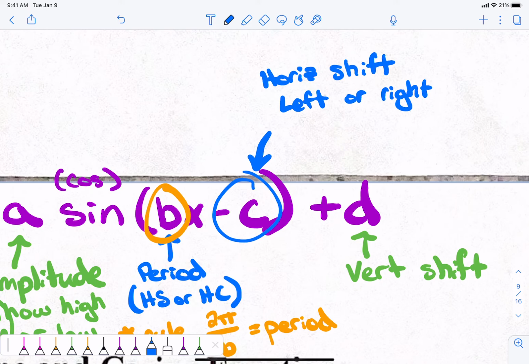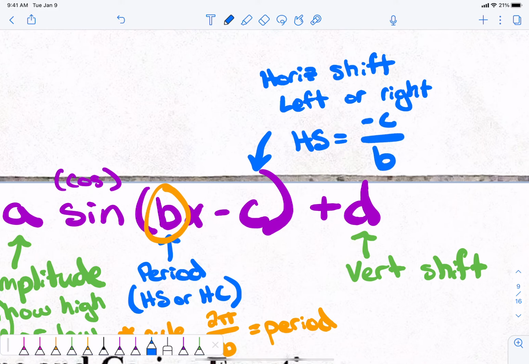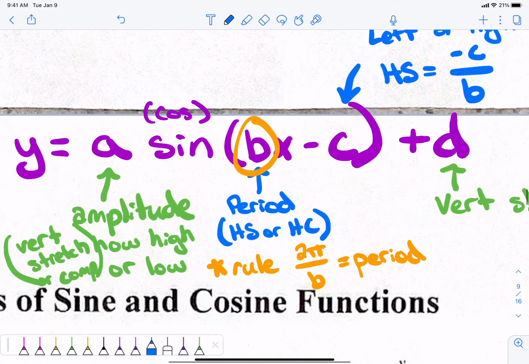But if there is a B and a C, then it's kind of yucky because I have to do some work. And the work that I have to do is, the formula: the horizontal shift is equal to negative C divided by B. Negative C over B tells me my horizontal shift. So that's the breakdown of the worst case scenario, where they put A, B, C, and D all in there. Most of the time, they'll only have you do one or maybe two things.